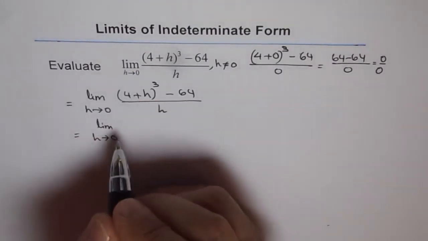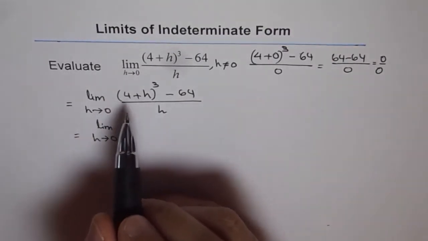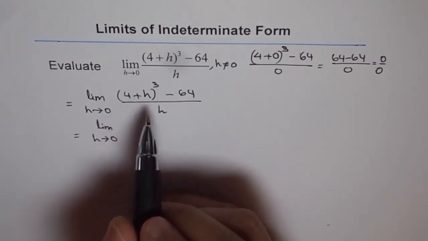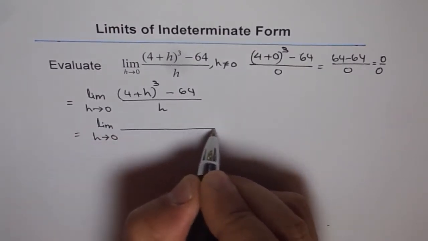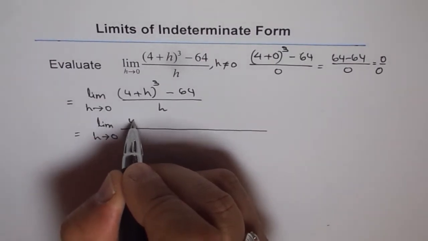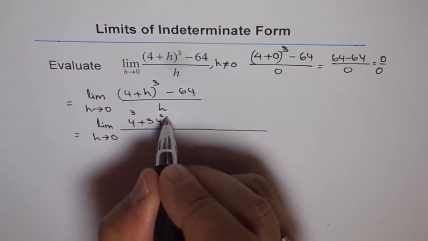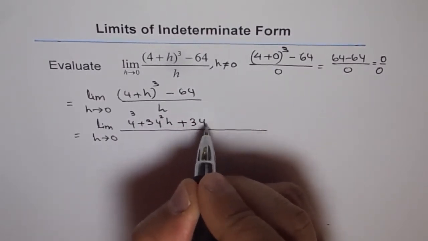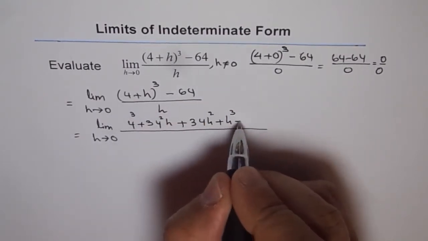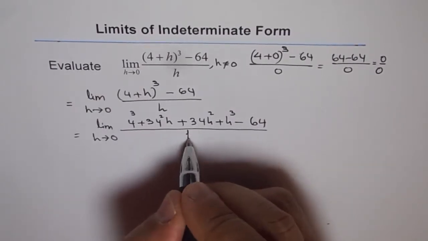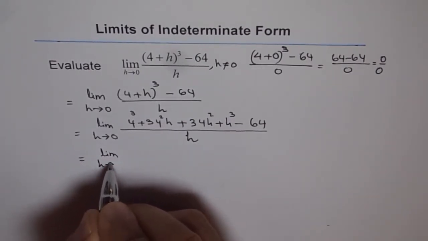(4 plus h) whole cube is 4 cube plus 3. You remember the (a plus b) whole cube formula, which is a cube plus 3a square b plus 3ab square plus b cube. So we'll apply this formula here. We get 4 cube plus 3 times 4 square h plus 3 times 4h square plus h cube, and then minus 64 over h, correct? This is equal to the limit of the function as h approaches 0.